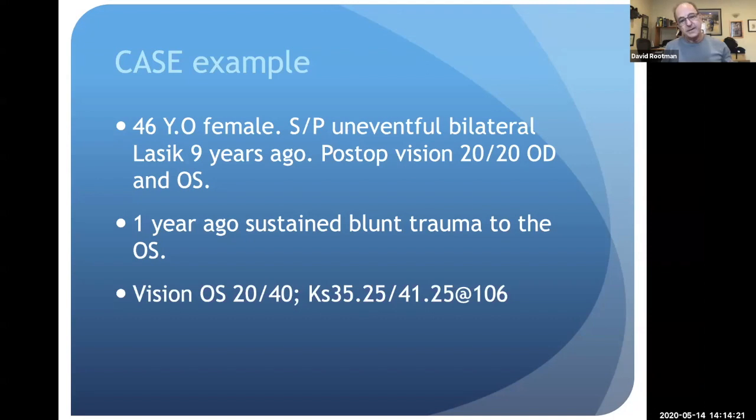I'm going to show you a case that was contributed by Dr. Slomovic. This was a 46-year-old female, status post uneventful bilateral myopic LASIK. Her post-op vision was 20/20 in both eyes. And then 1 year after surgery, she suffered blunt trauma to the left eye. And this reduced her vision to 20/40, and with quite high astigmatism on the K readings.